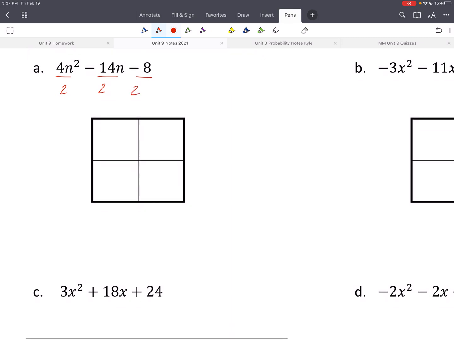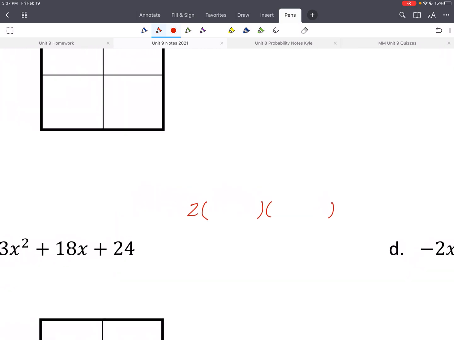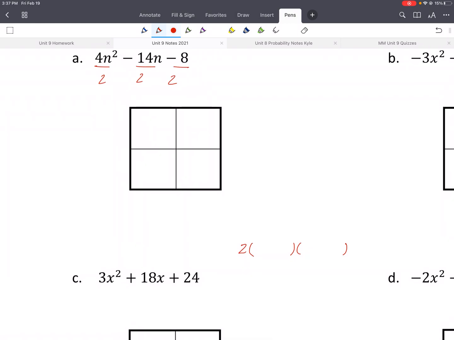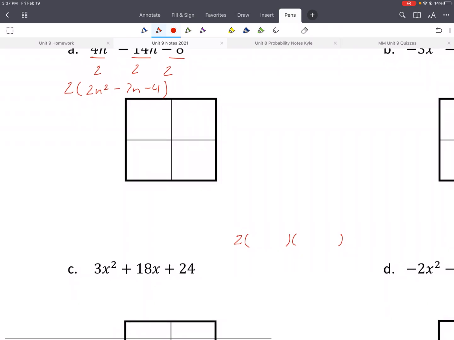So if that's your greatest common factor and we take it out, we're going to make sure we leave it at the end. So this is why I'm putting these 2 parentheses and a 2 in the front, because we need to make sure we don't forget that. So here we'd have 2n squared minus 7n minus 4. Okay, so now it's fully factored.